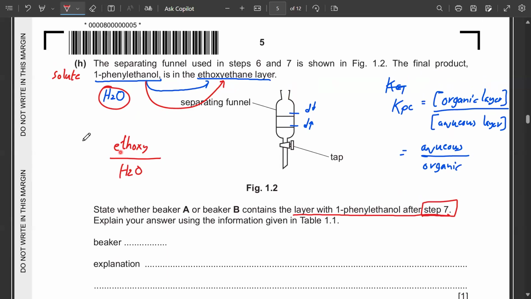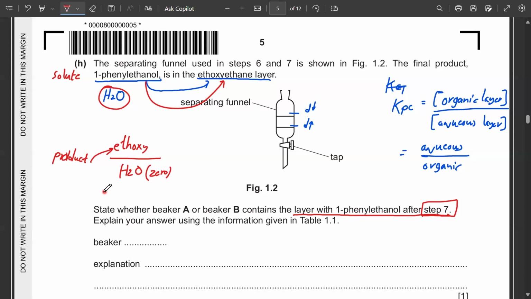According to them, the product, I'm not writing the full name of the product, I'm just writing product, was completely moved to the organic layer. It was completely separated into the ethoxyethane layer. It was no more in the H2O. There was zero amount of the product in the H2O.